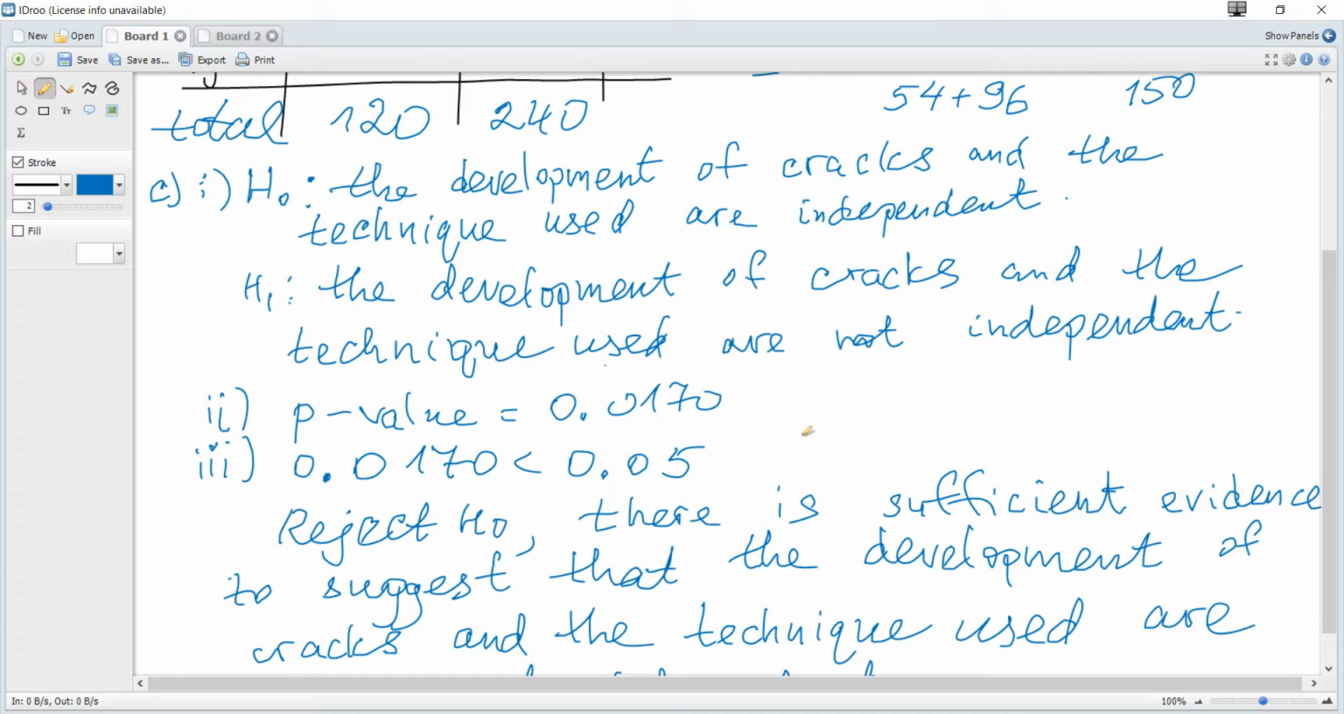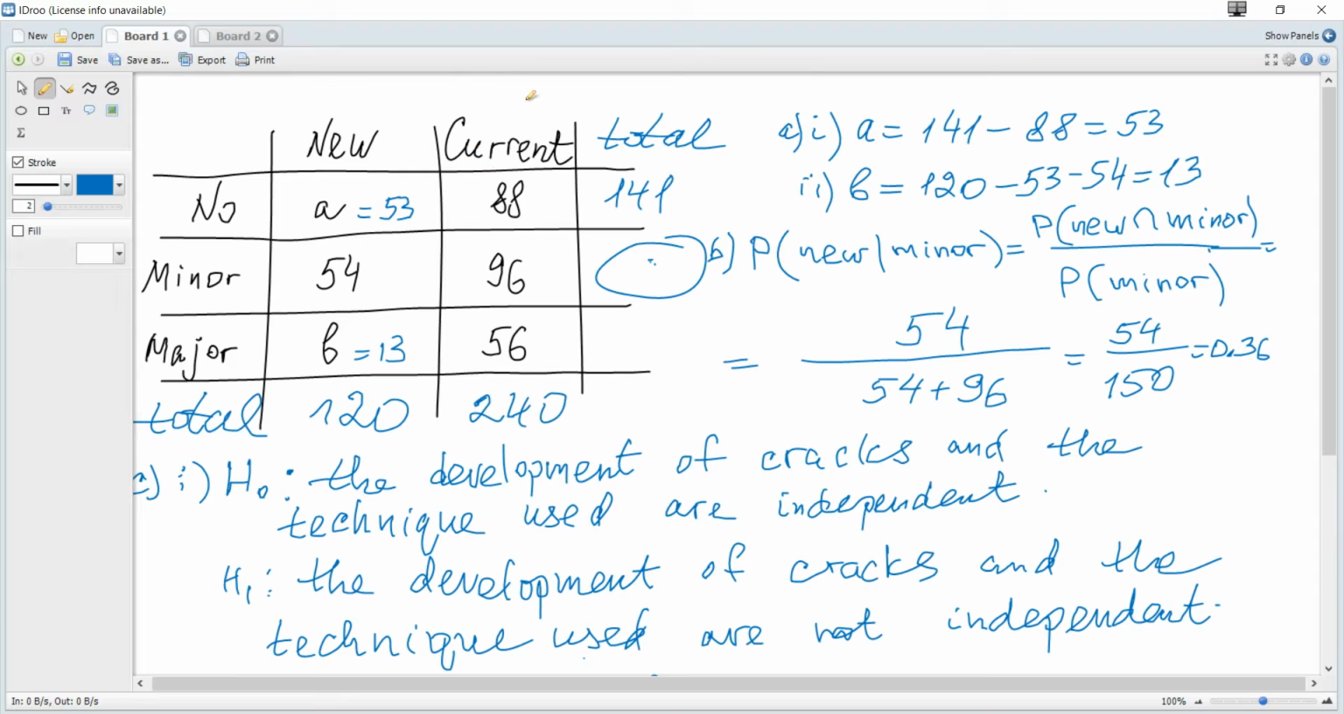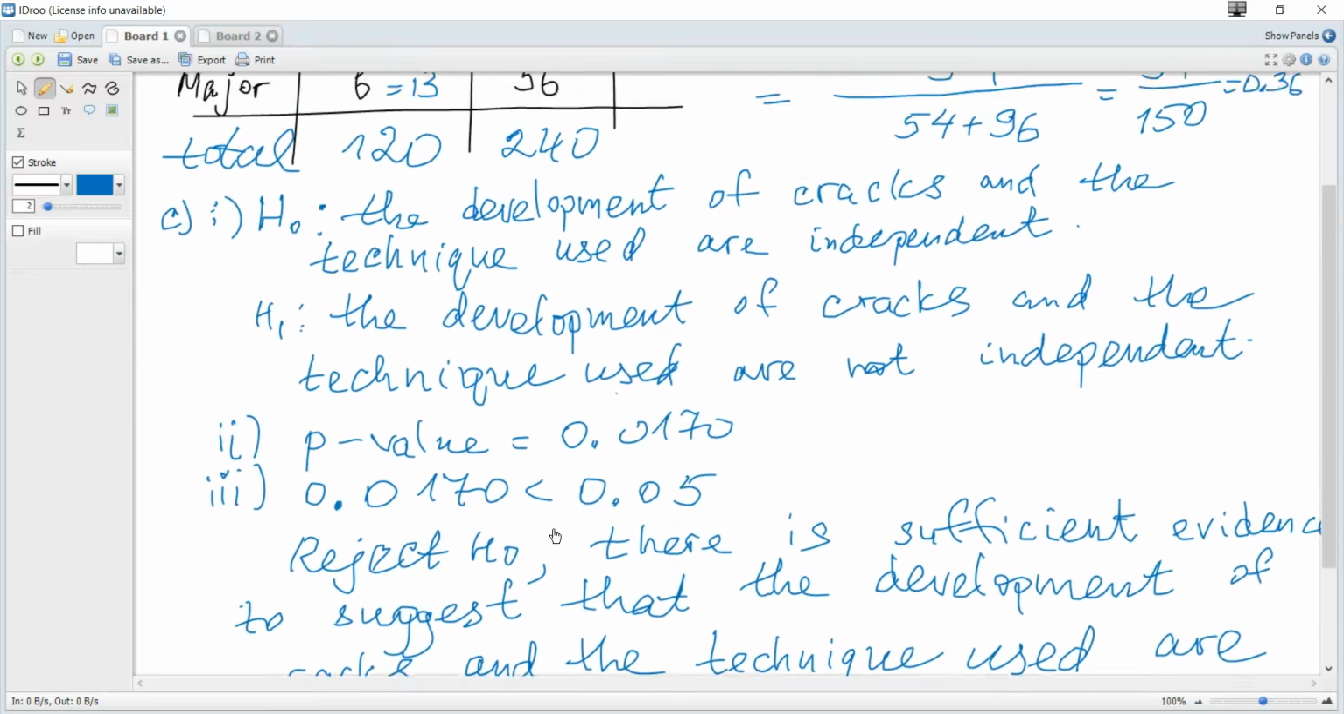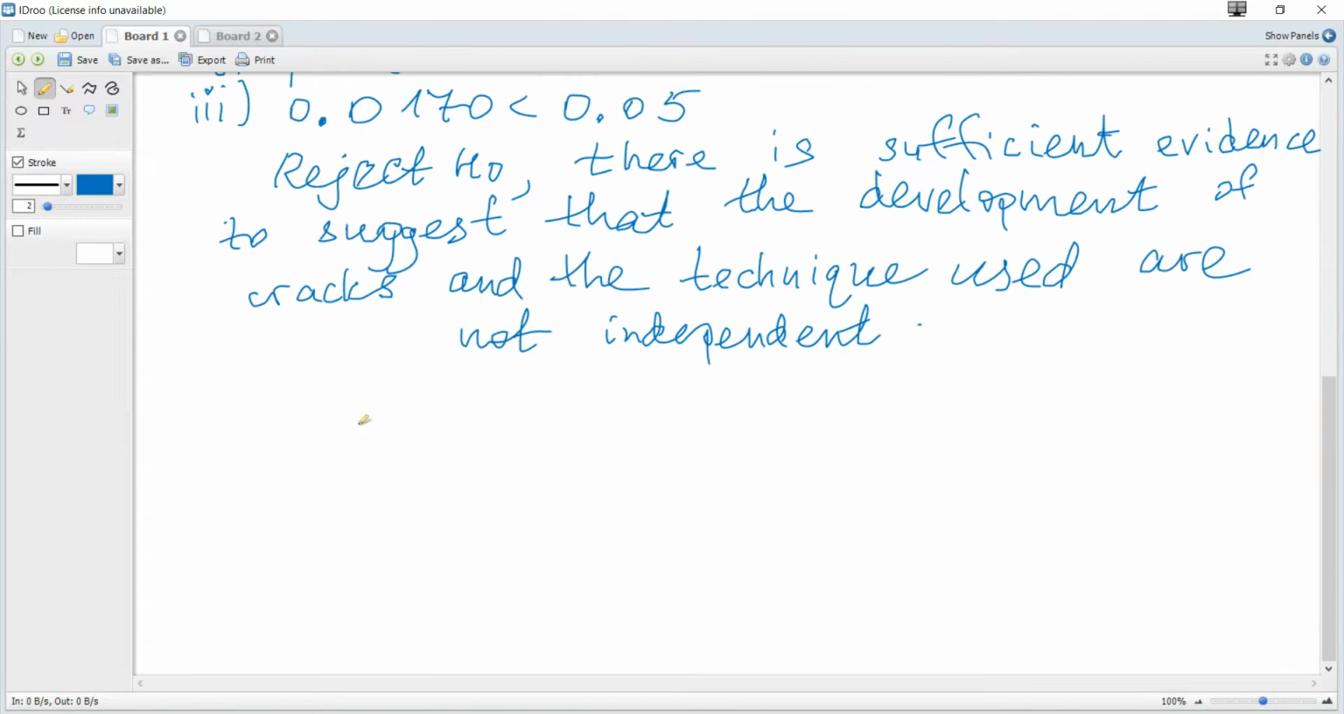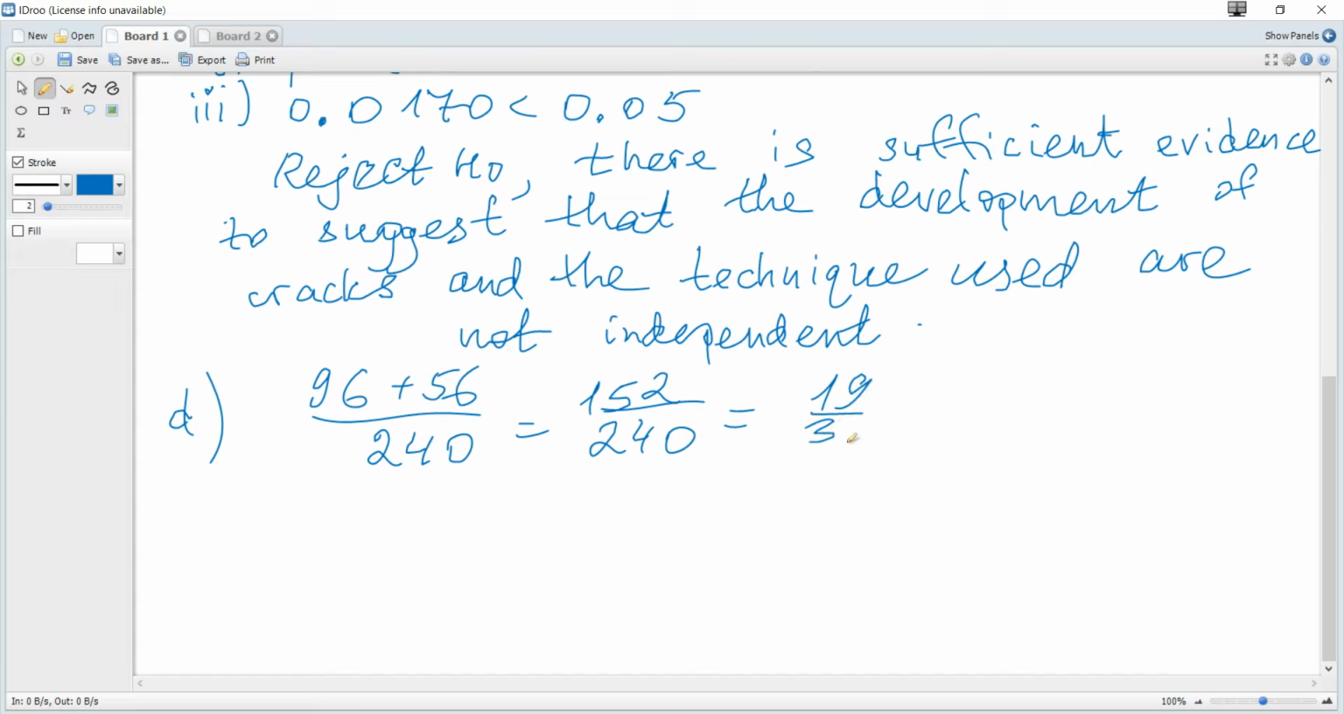For the components in the trials that were made with the current technique, show that the proportion which developed cracks is 19/30, 1 mark. Current and with cracks, you can see, so the proportion, or probability, is just 96 plus 56 divided by 240. And it's 152 divided by 240, and it's 19/30 as required.